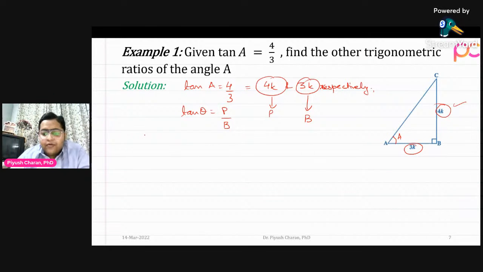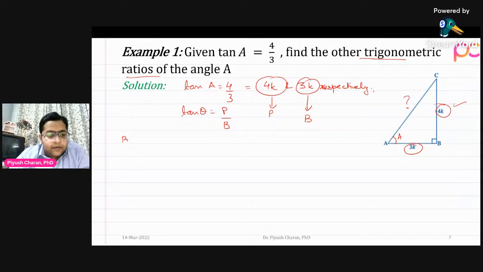So now let us calculate the hypotenuse. We do not know the hypotenuse, but if we have to find the other trigonometric ratios for angle A, we need to know it, because sine theta is perpendicular upon hypotenuse. So how will we calculate the hypotenuse? We'll use the Pythagoras theorem.